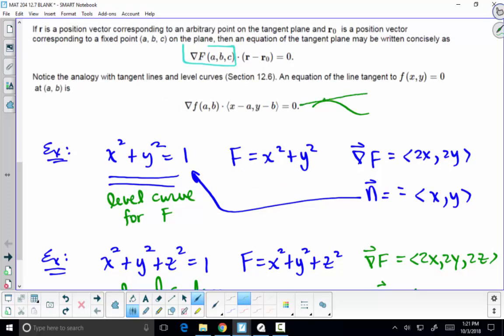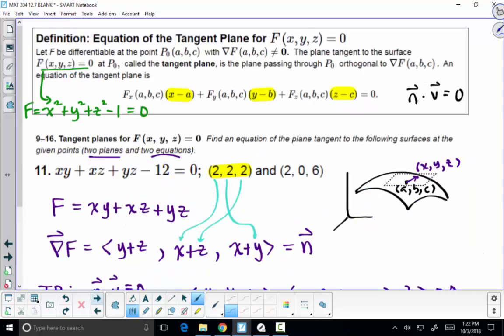There's our tangent line. This point is a comma b, and x comma y is a general point on that line. So x minus a, y minus b is this vector. Sure. So we will be left with an x and a y in the equation. So when we end up with the tangent line, we're going to have something like y equals mx plus b or ax plus by equals c. Okay. Sure. We'll look at it. We can look at an example of that.